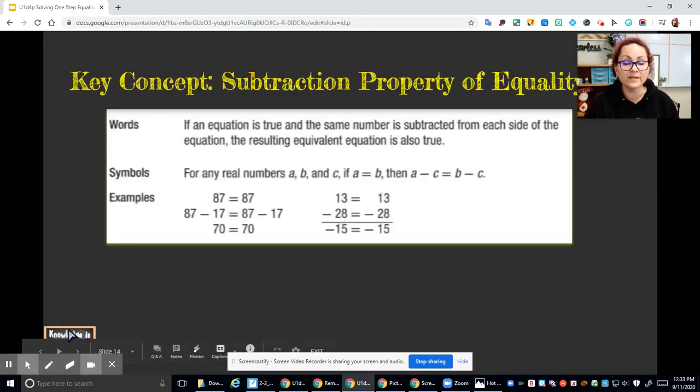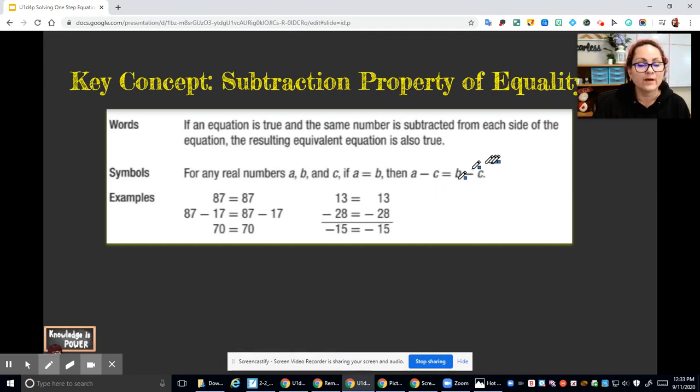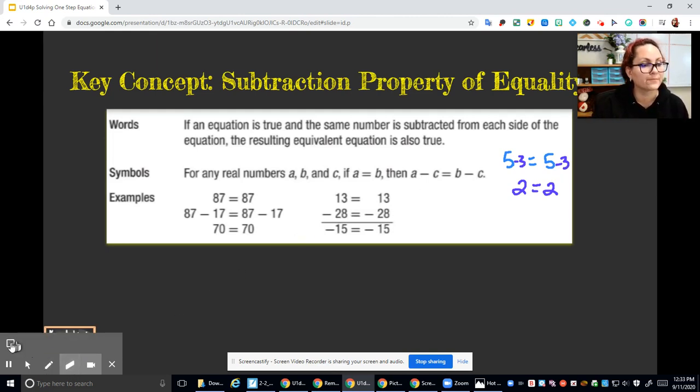Okay, the next concept is with subtracting. I guess I kind of got a little excited and ahead of myself there. But same thing, okay? We talked about if you had 5 on both sides, we could absolutely subtract 3 and subtract 3, and it still would be a true statement. We haven't messed anything up. It's still equal, okay? So we can add to both sides and we can subtract. Let's look at our next example.